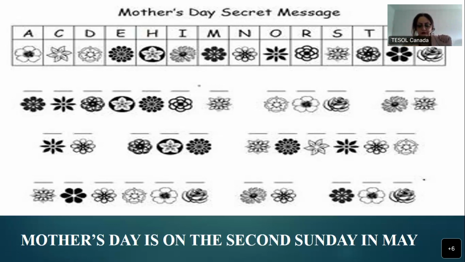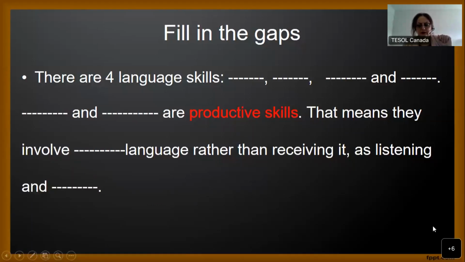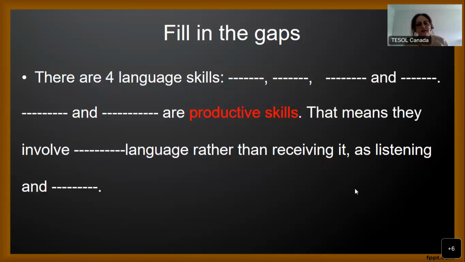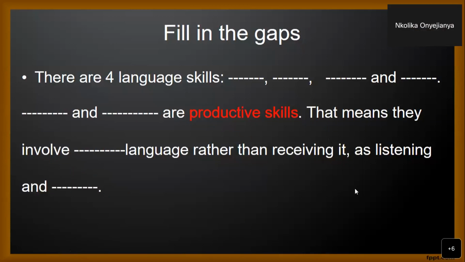Now, where to start? Okay, fill in the blanks, please. There are four language skills. Come on, everyone. Reading, listening, speaking, and writing. Listening and speaking, very good, are productive skills. Which ones are productive skills? Speaking and writing. Writing and speaking are productive skills.